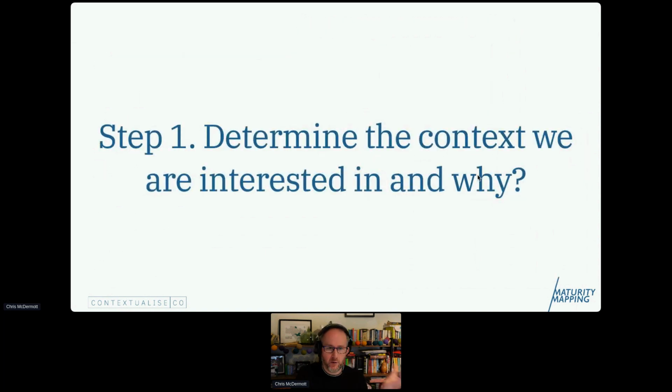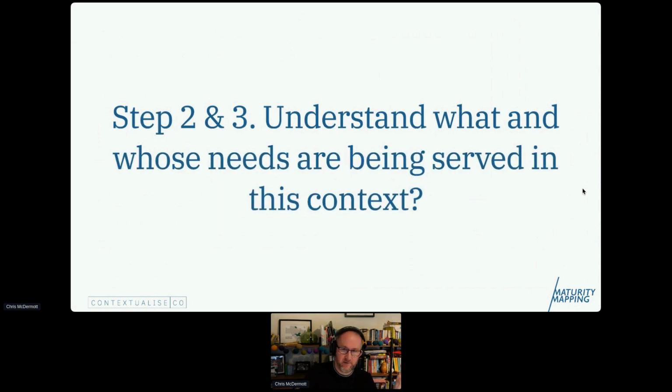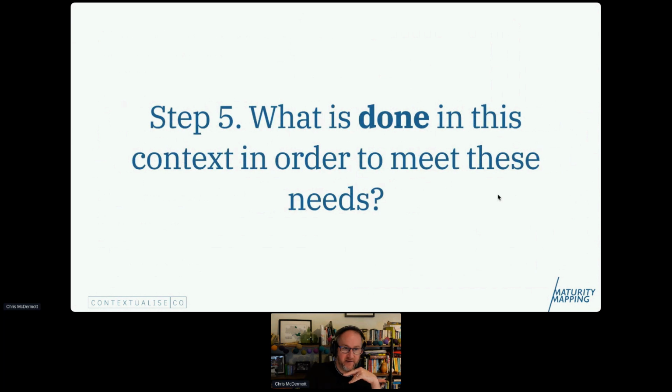So step one on this canvas is we determine the context we're interested in and why. What is the space of the context that we want to examine and look for improvements? And what we're not going to examine, which helps us focus our mind, and it's something we constantly go back to discuss as we facilitate. Steps 2 and 3, very familiar in the Wardley mapping space, are that we understand what and whose needs are being served in this context. What's the customer? What are their needs? Then crucially at step 5, we start to ask the questions about what is done in this context in order to meet these needs. What are the things we do?